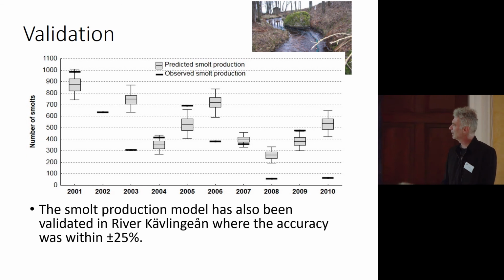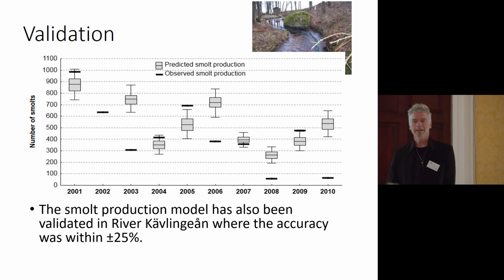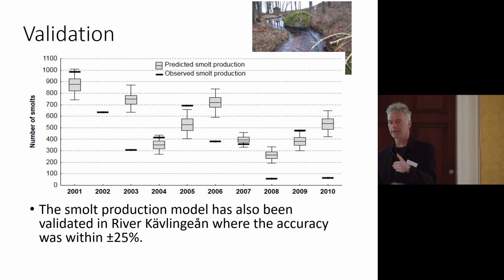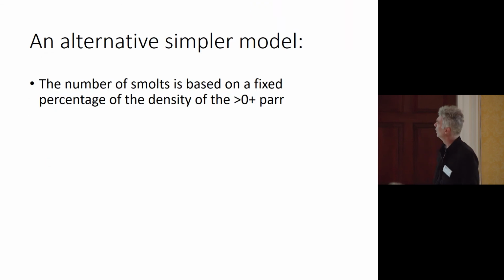It has also been validated in Kävlinge, and the accuracy here was within ±25%. So it's not rocket science, but it gives us an idea, and when we want to start prioritizing where we should do restoration efforts, that can give us a guideline at least.